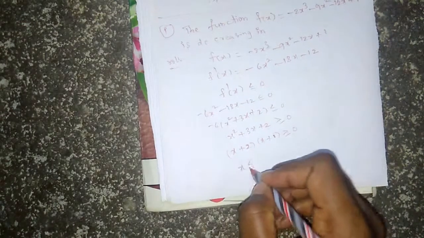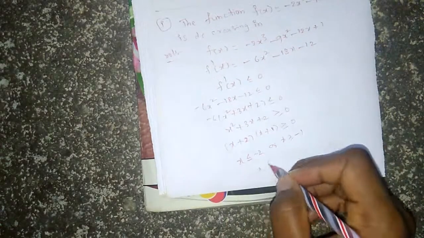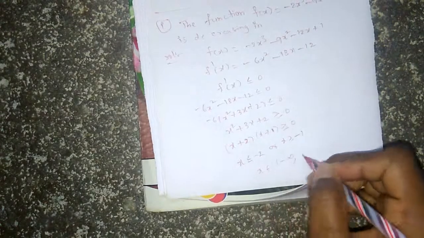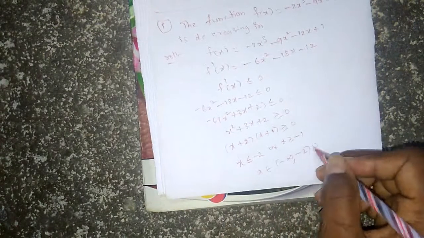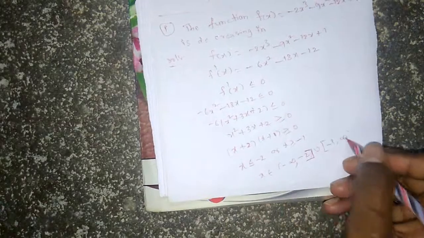So x lies outside the roots. Here roots are minus 2 and minus 1. X less than or equal to minus 2 or x greater than or is equal to minus 1. So that is x belongs to minus infinity to minus 2 union minus 1 to infinity is the interval in which the given f of x is decreasing.